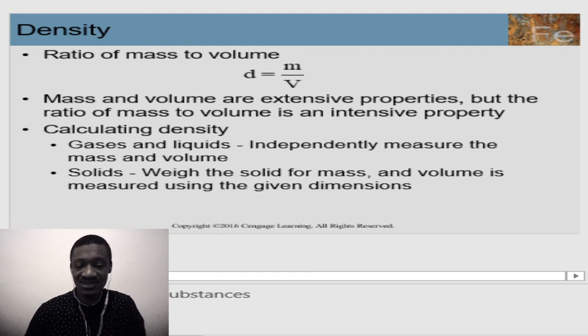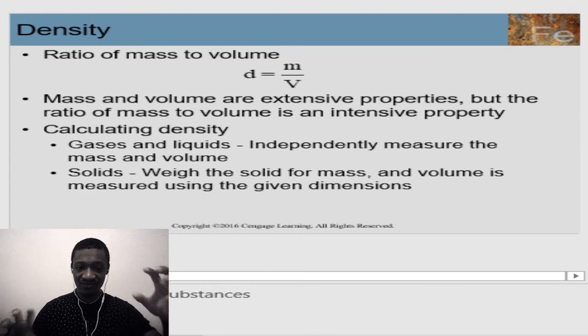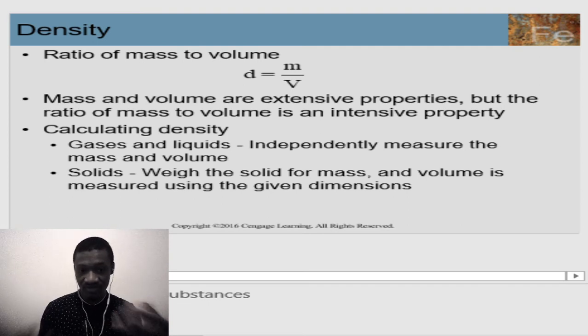So calculating density: for gases and liquids, you independently measure the mass and the volume. And for the solid, you weigh the solid for mass, and the volume is found from given dimensions. So for solids, you have dimensions, and for the mass you weigh it. That's how you acquire the measurements for mass and the measurement for volume.